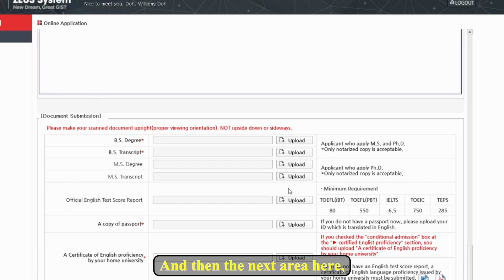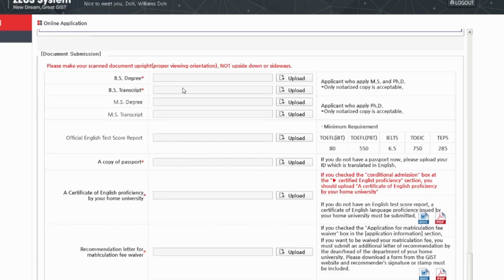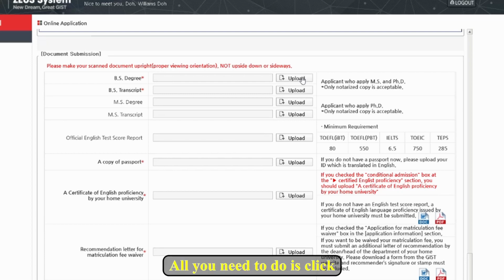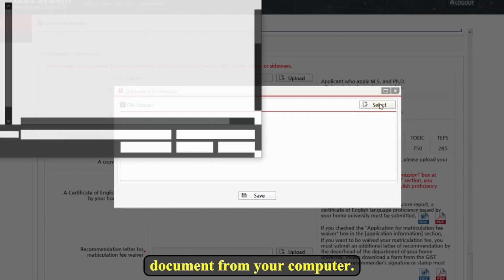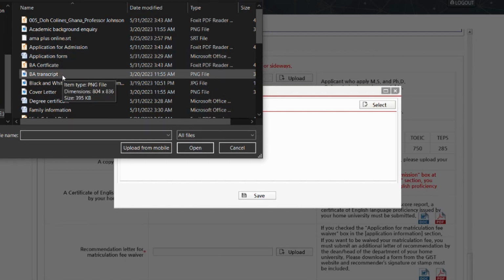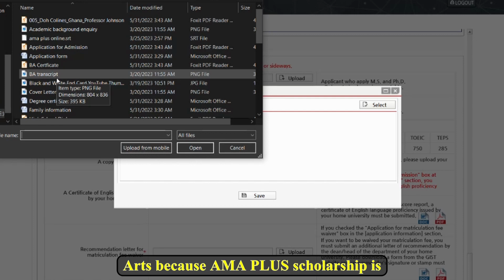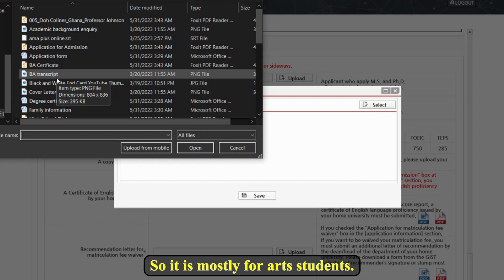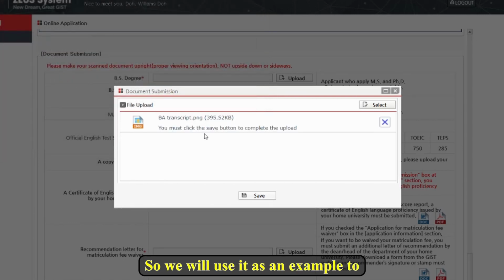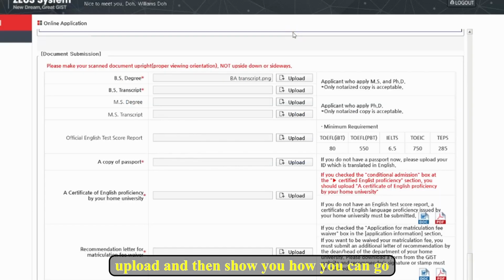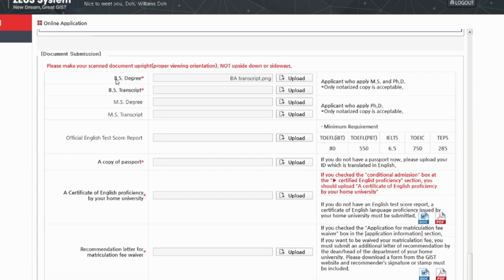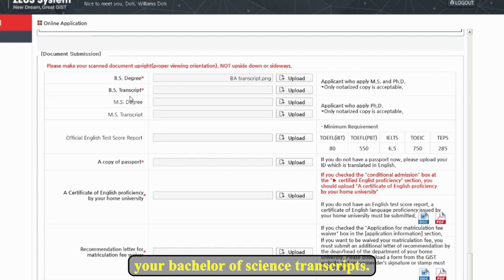And then the next area here, you're supposed to upload your Bachelor of Science degree. It's simple. All you need to do is click on upload and then select the document from your computer. So these are documents that were used to apply for the ARMA Plus scholarship. That's why you see a Bachelor of Arts, because ARMA Plus scholarship is the scholarship that is provided at Korean National University of Arts. So it is mostly for art students. So we will use it as an example to upload and then show you how you can go about uploading the different documents. Since we are applying for a Master of Science, you have to make sure you upload your Bachelor of Science degree and your Bachelor of Science transcripts.